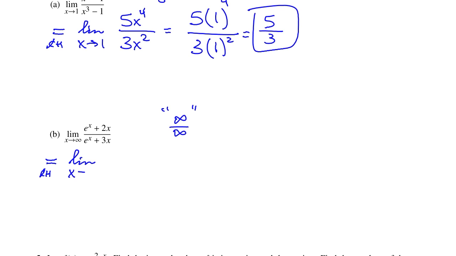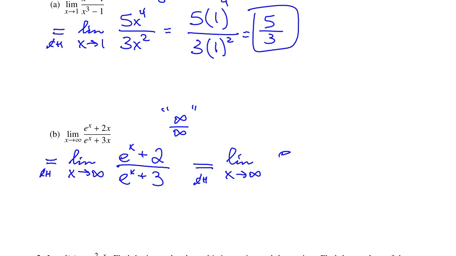So the limit as x goes to infinity of e to the x plus 2 over e to the x plus 3. It's still infinity over infinity, so we can use L'Hopital's rule again. And so this is now just e to the x over e to the x. Now this simplifies. Without L'Hopital's rule or anything else, it just simplifies to 1. So the answer is 1.